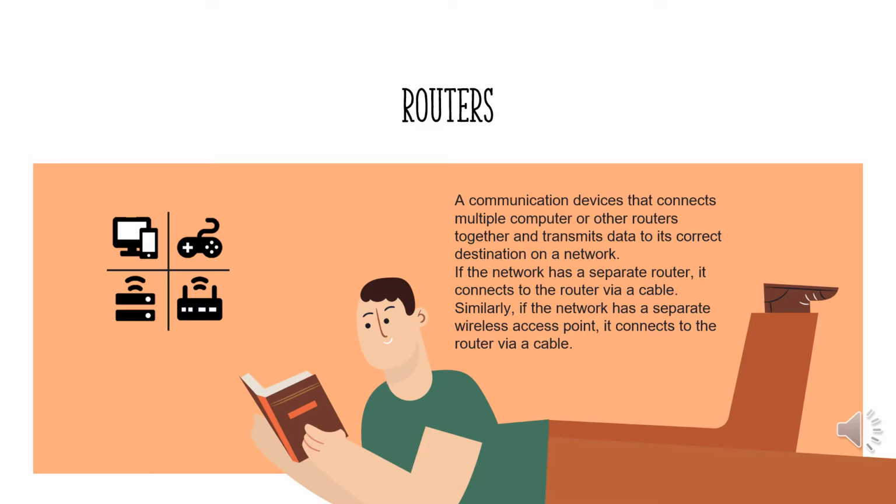Next is the routers. A router is a communication device that connects multiple computers or other routers together and transmits data to its correct destination on a network. If the network has a separate router, it connects to the router via a cable. Similarly, if the network has a separate wireless access point, it connects to the router via a cable.